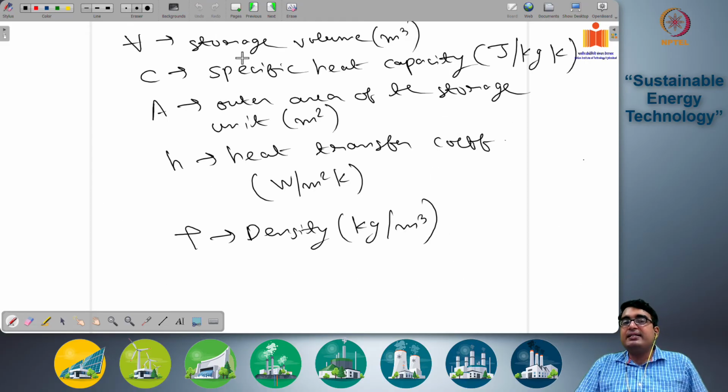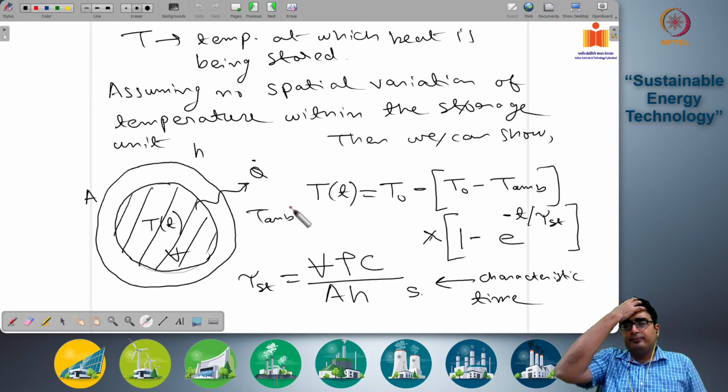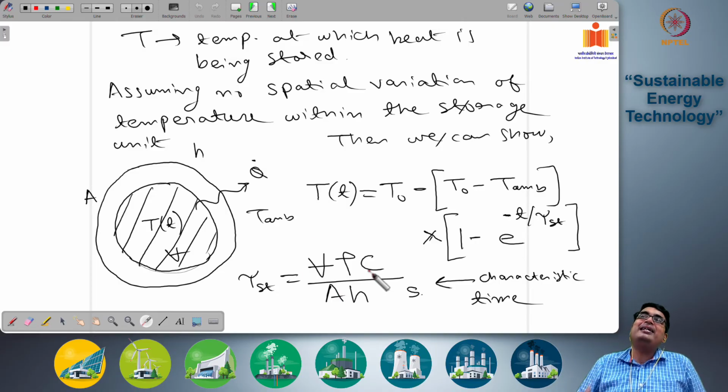So here V is the storage volume, C is the specific heat capacity of the storage medium, joules per kg Kelvin, A is the outer area of the storage unit, H is the heat transfer coefficient, and rho is the density. Now usually, the larger this characteristic time is, the slower the heat loss. So we want to maximize this characteristic time as far as possible.